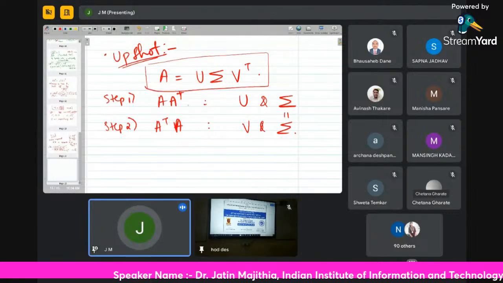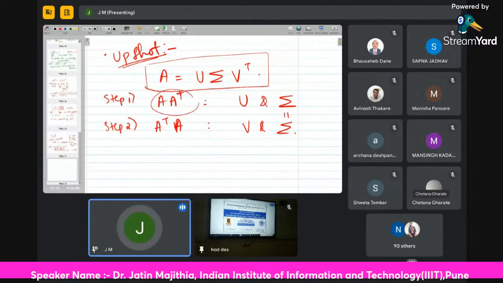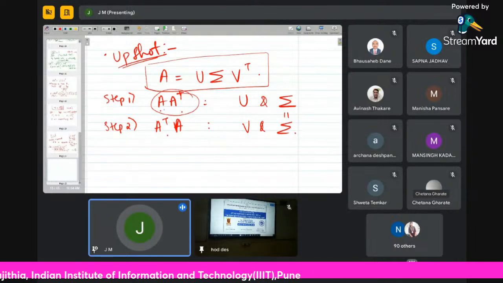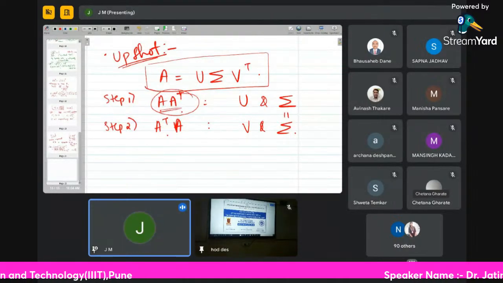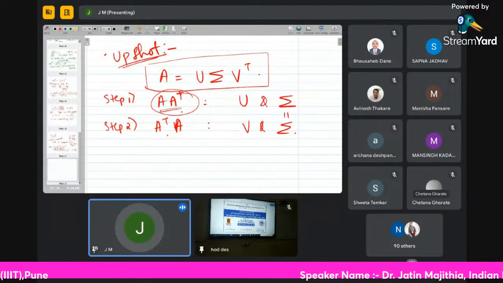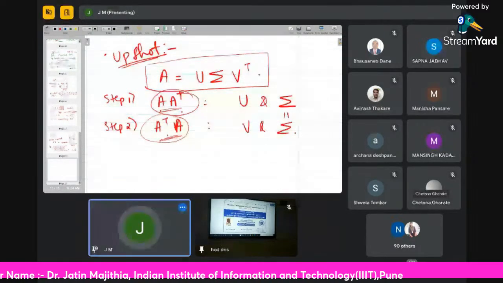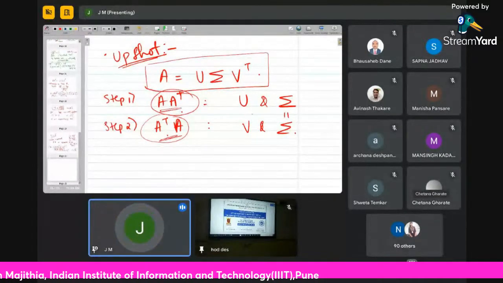Why can one always have it? Because this thing always exists. Given a matrix A, the transpose always exists, the product always exists, and it's a symmetric matrix. Because of symmetry, we know that it is always orthogonally diagonalizable. Similarly, given the product always exists, therefore these two matrices are orthogonal.